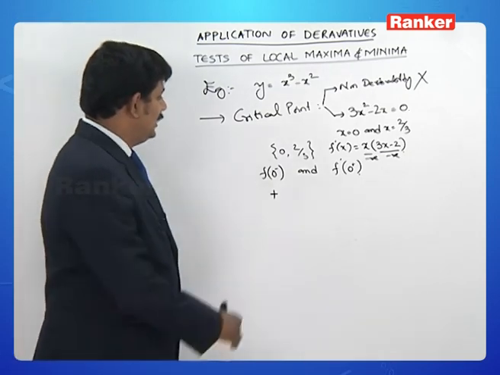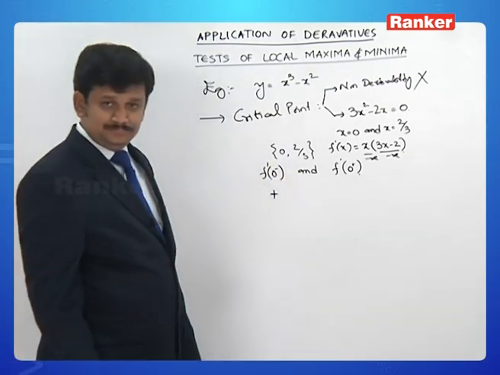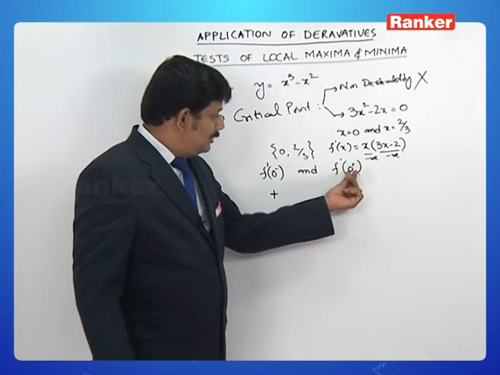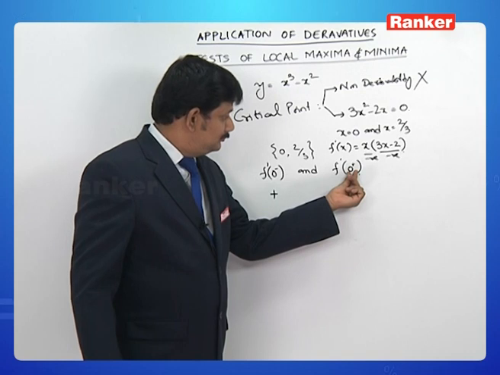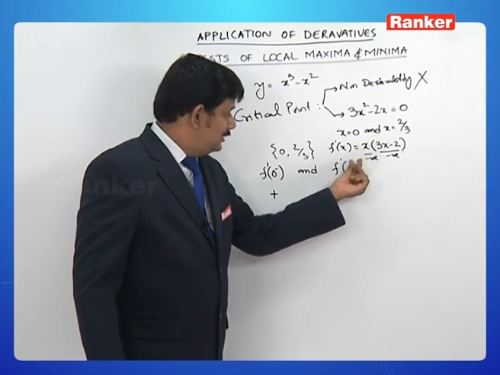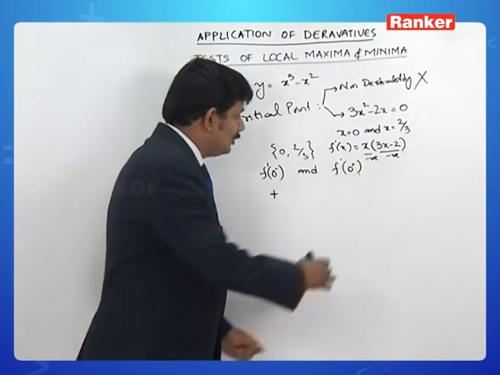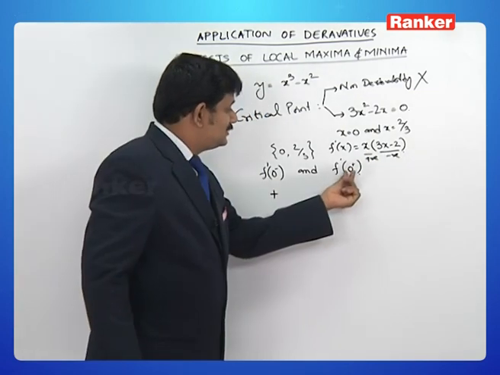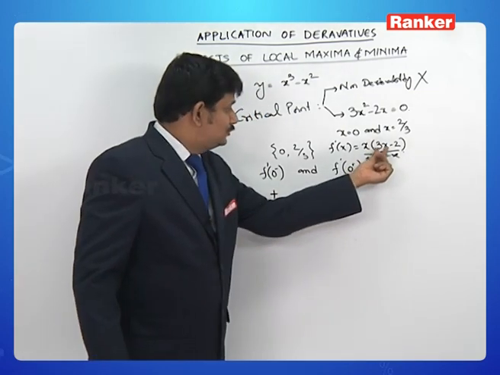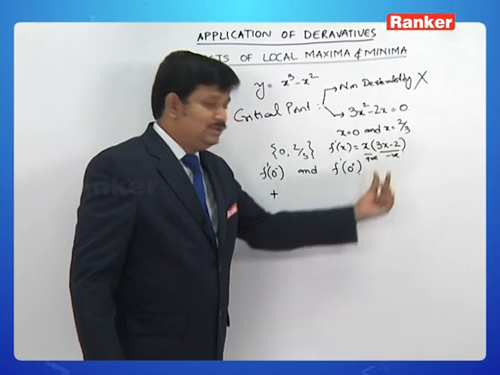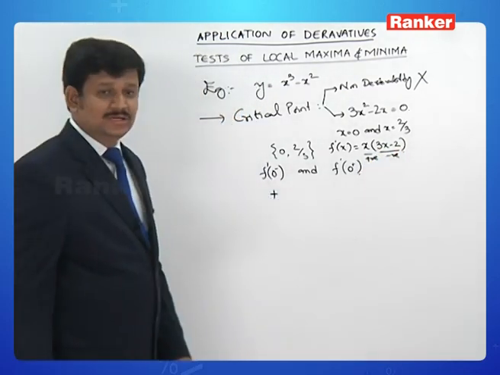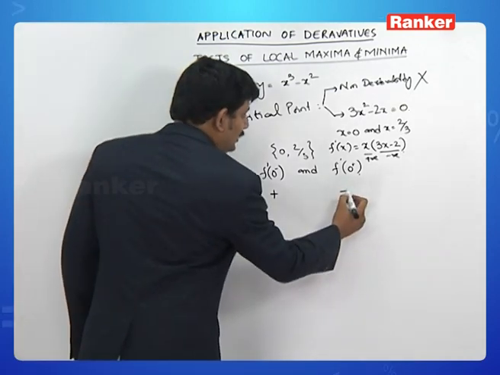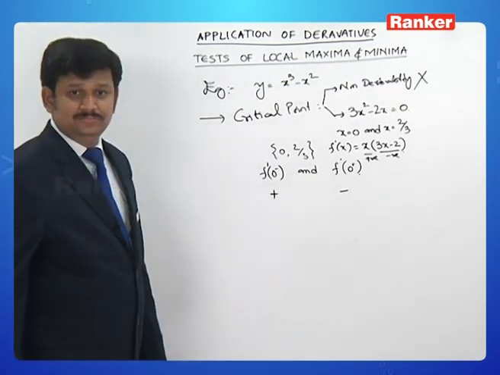And let us look at f dash of 0 plus. X is greater than 0, so this quantity is positive. And x is close to 0, so 3 into 0 minus 2, this quantity would be negative. So, a positive number into a negative number is negative. F dash of 0 plus is negative.